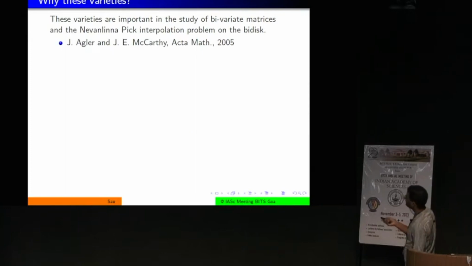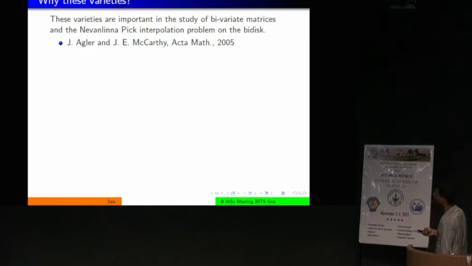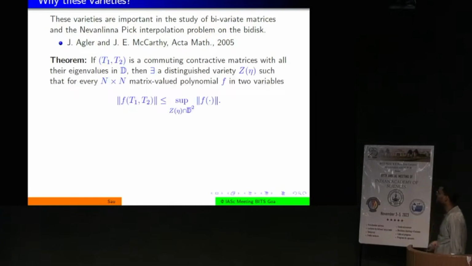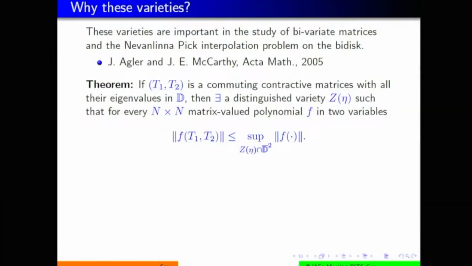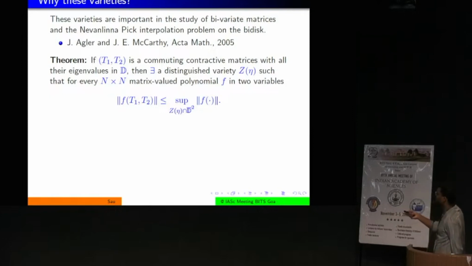So the real importance of these varieties comes up in the work of Agler and McCarthy in 2000. They proved this. Okay, so very simple result. If you have T1, T2, commuting contractive matrices. By contractive, I mean the operator norm should be less than or equal to 1. It contracts the ball. Okay, commuting contractive matrices with all their eigenvalues in the disk. So they are not allowed to have eigenvalues on the circle. You can still find a way, but in their theorem, the hypothesis was written in this way. Then if you have such a pair of commuting matrices, there exists a distinguished variety. You have seen what that means.